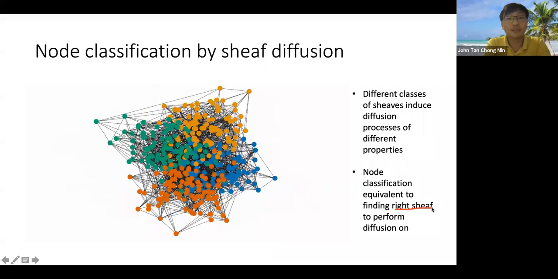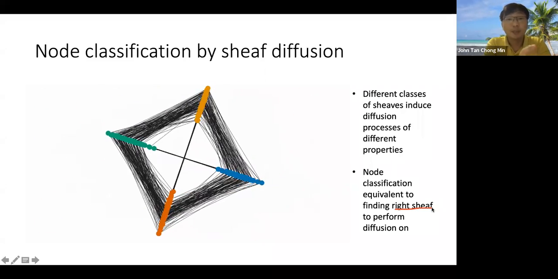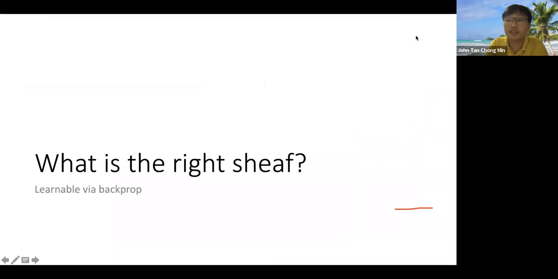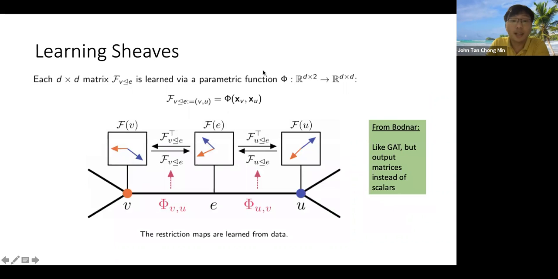I mean, if you can find the right sheaf, of course you can do the classification. But what this paper does is that it manages to say that, okay, I can learn the right sheaf. So how do we learn this sheaf? We can learn this sheaf through a parametric function phi. And this phi is given by this.